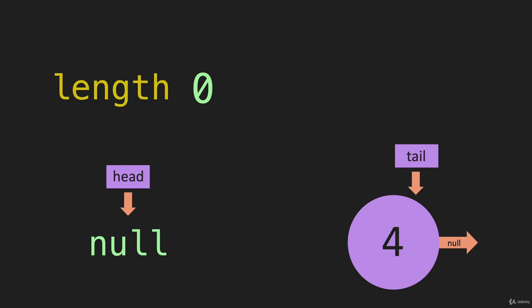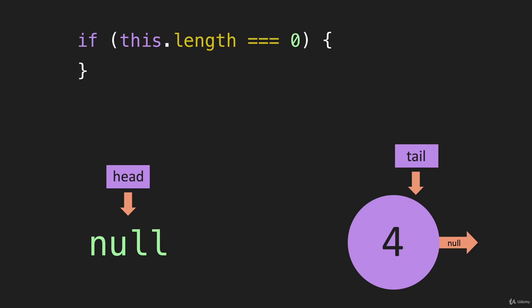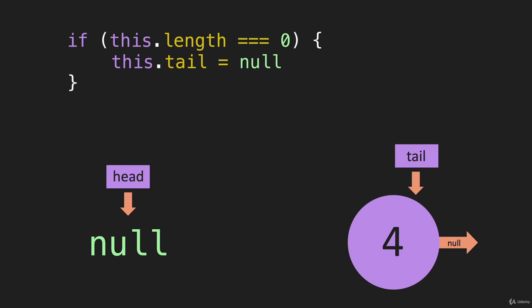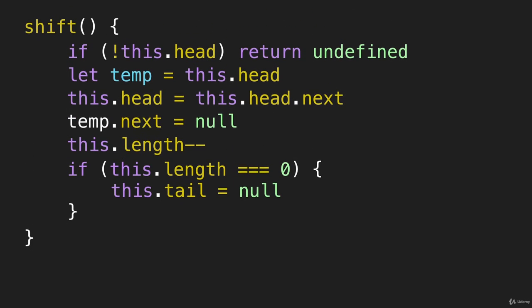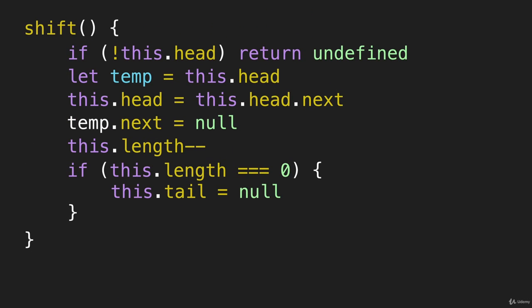So we've run all this code, we've gotten the length to 0, and tail is still pointing at that node. So what we need to do is say, if the length is 0, have tail equal null. And that fixes that problem. Let's put this code in with the rest of our code and have a look at this. And then I want to emphasize that this if statement for the length being 0 is after we have decremented the length here. It was 1, we decremented it, and then it's 0. And now the only thing left to do is return temp, which is the item that we shifted off.